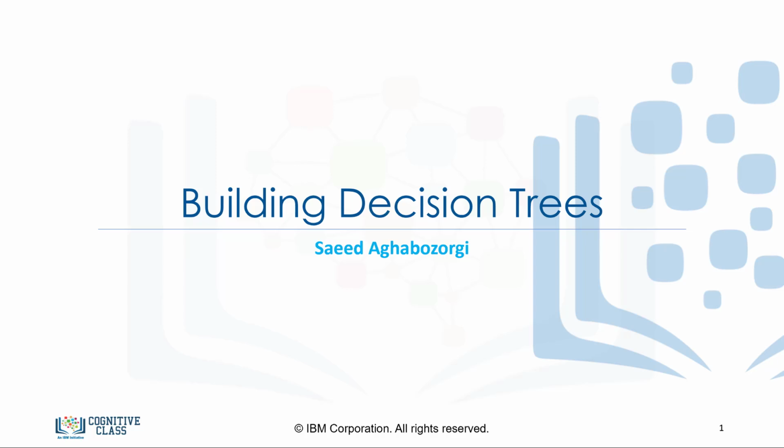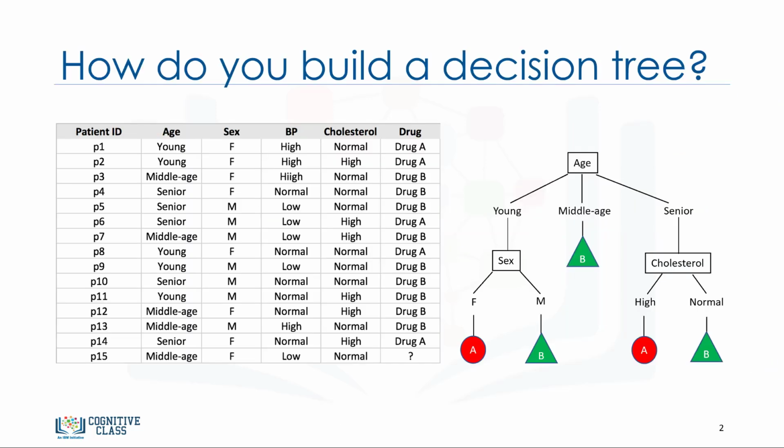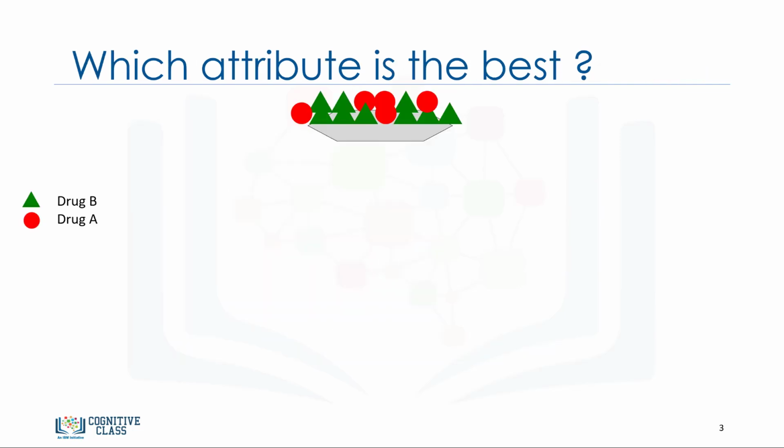So let's get started. Consider the drug dataset again. The question is, how do we build a decision tree based on that dataset? Decision trees are built using recursive partitioning to classify the data. Let's say we have 14 patients in our dataset. The algorithm chooses the most predictive feature to split the data on.